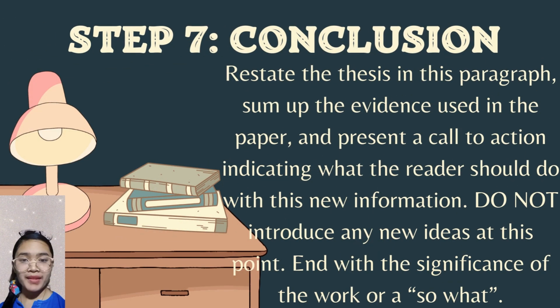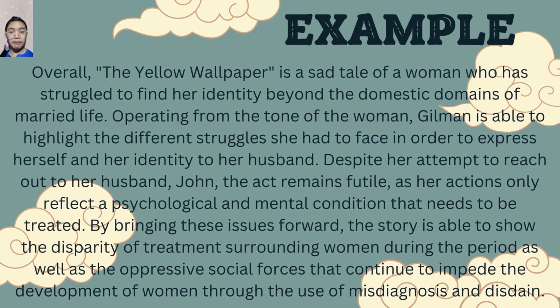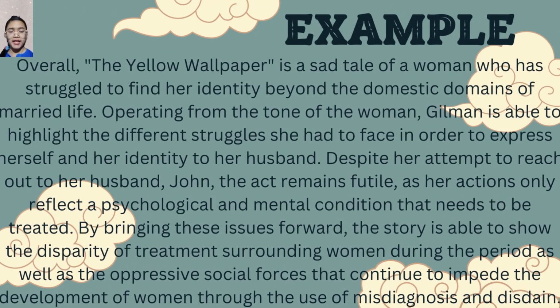The seventh step is writing the conclusion. The conclusion is the final paragraph in which we state our thesis, tie up ideas and evidence from the paper, and present a call to action indicating what the reader should do with this new information. At this stage, we must not introduce any new concepts. Here is an example of a conclusion.